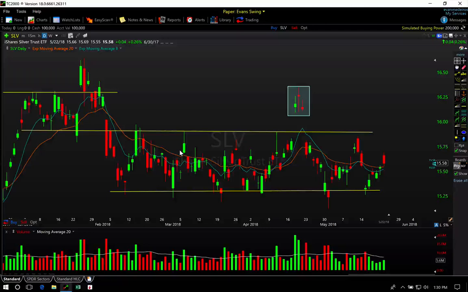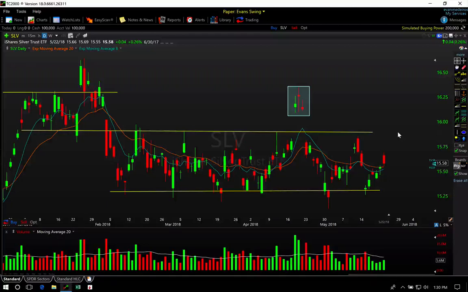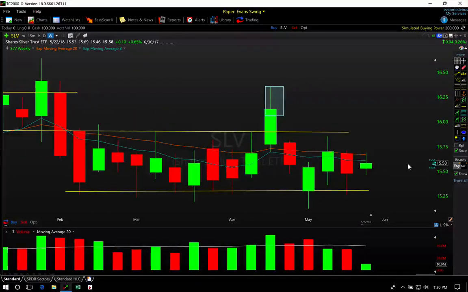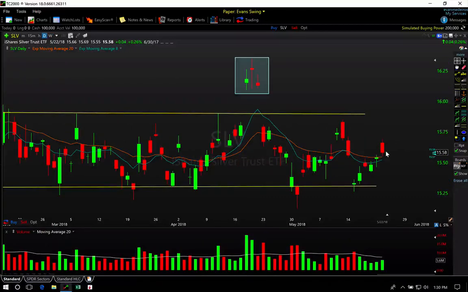It has pretty much been asleep here since February, trading between 15 and a quarter up to about 15.90 or so, $16 with a brief breakout. But otherwise, we're still kind of waiting for the more intermediate term direction to unfold in silver, and it seems as though we still have some more time to wait. So something to keep on your watch list, but doesn't look too actionable right here in the center of its range.